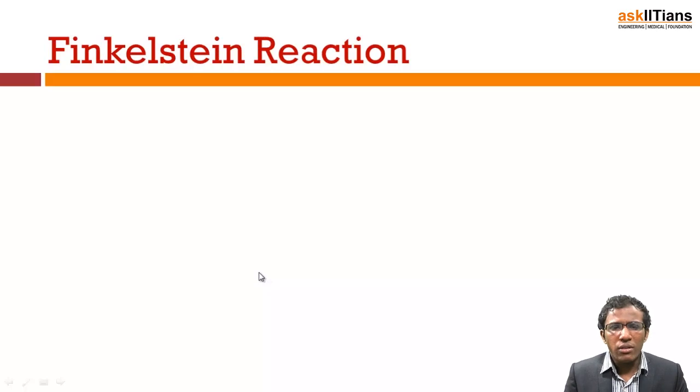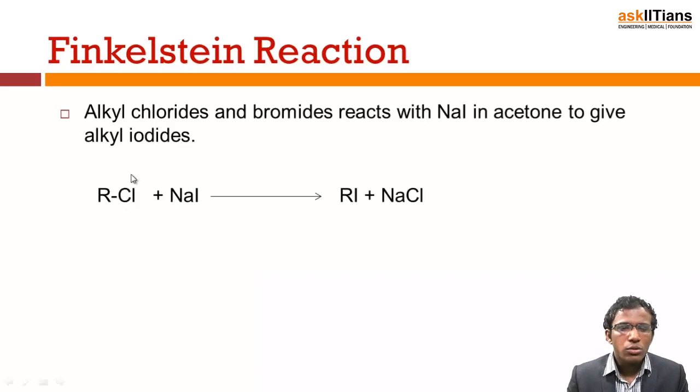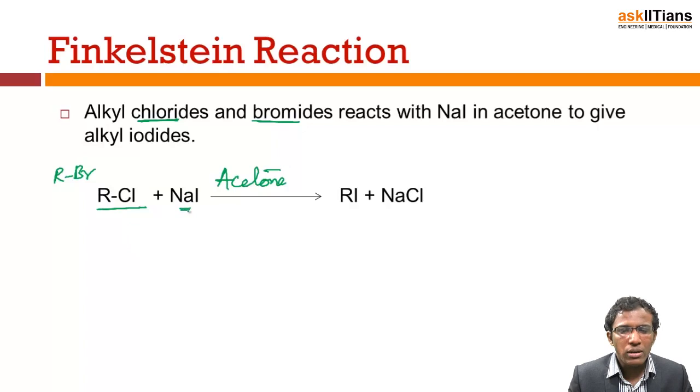Next is the Finkelstein reaction, which is a named reaction. Let's see what the Finkelstein reaction is and what halides we can prepare through this method. Alkyl chlorides and bromides react with sodium iodide in acetone to give alkyl iodides. Here this may be alkyl chloride or alkyl bromide, RCl or RBr, which reacts with sodium iodide in presence of acetone. Acetone is a solvent here. So I am getting alkyl iodide plus NaCl.